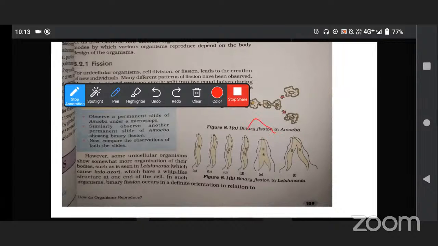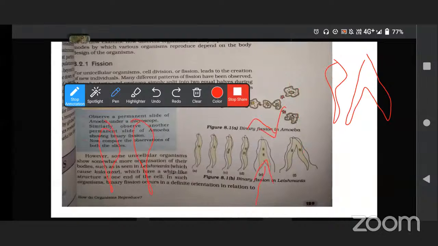Ultimately they start to grow in a different way. Here you see, earlier it was like this. Then they form a new individual, meaning they will also produce two new individuals. Ultimately their nucleus starts to separate from the parent cell, then it forms a new individual. From one Leishmania, two Leishmania will be produced. So this is also a binary fission.